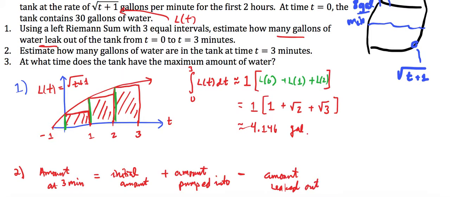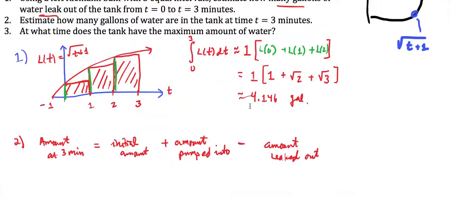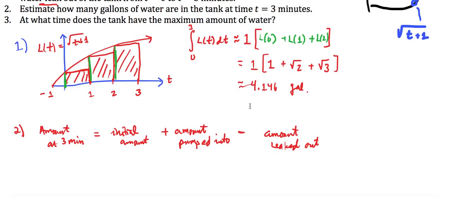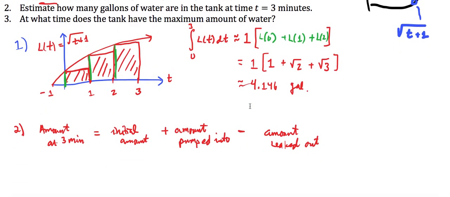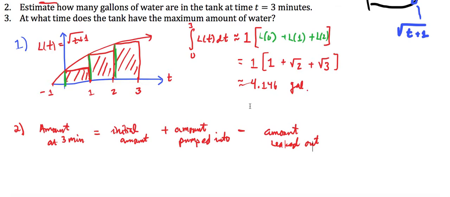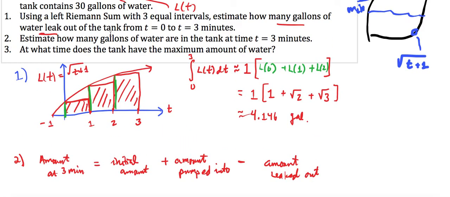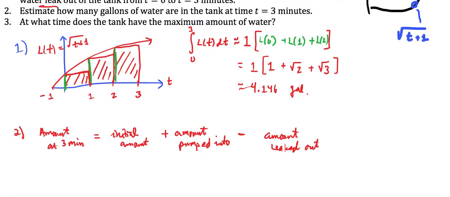Okay, all right, so whatever amount was in there before, plus the amount that flowed in, and this is all between 0 and 3 minutes, minus the amount that leaked out. Okay, well, let's see how this works. The initial amount was 30 gallons of water, plus the amount that was pumped into the tank.